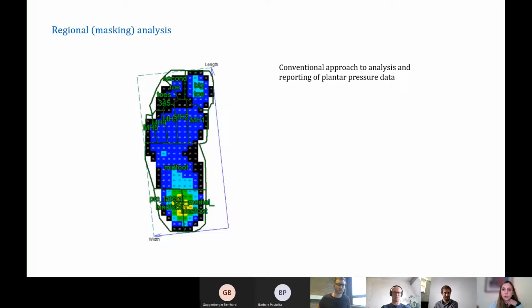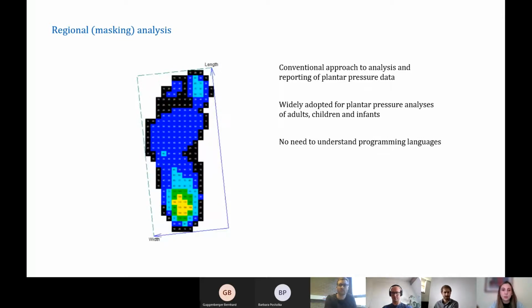This is the conventional approach for analysis of plantar pressure data, and it's widely adopted for infants, children, and adults. And it's quite easy to use. There is no need to understand programming languages, which makes it quite intuitive. And you can also, as you see from the video, manually draw regions of interest around anatomical areas of the foot that you want to analyze. And you can also modify these regions by translating them to other parts of the foot.